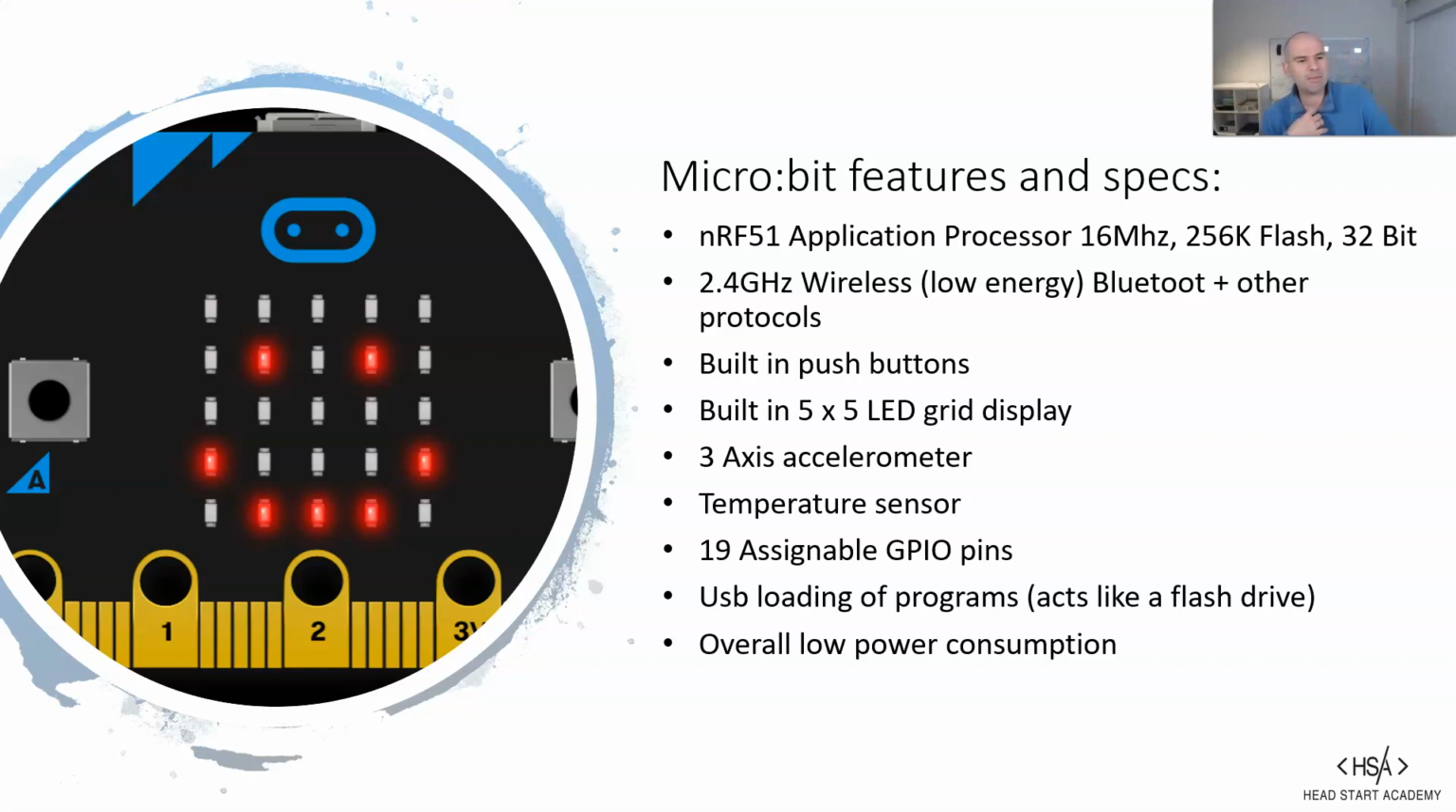So you've got a 16 megahertz 256K flash 32-bit microcontroller. So this would be already hundreds of times better than an Arduino Uno. Now, there are several modes of 2.4G wireless communication. Actually, I misspelled Bluetooth there. But it can either communicate with Bluetooth or several other protocols.